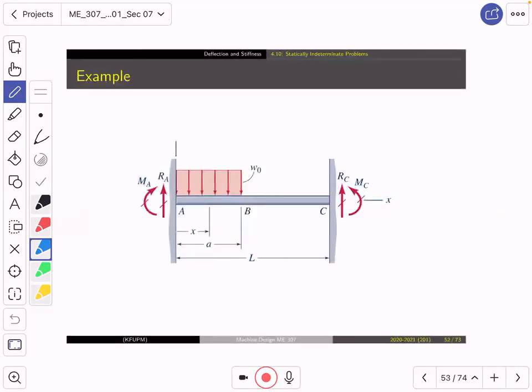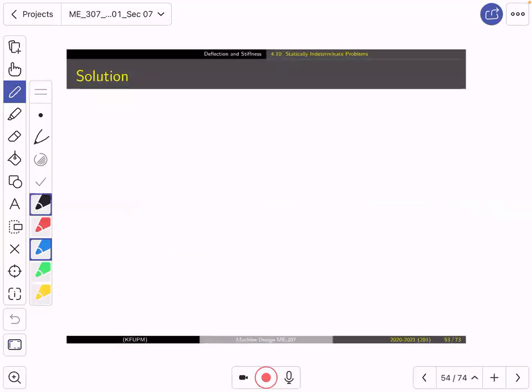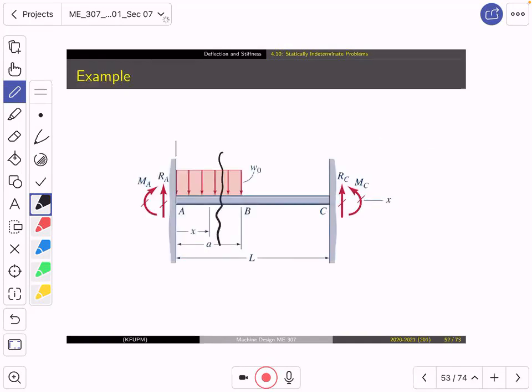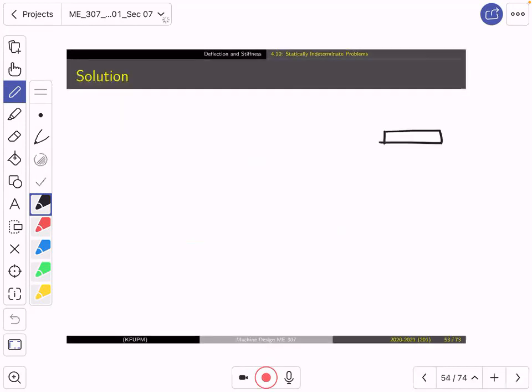Same problem. If we want to use Castigliano theory, and this is one of the advantages of Castigliano theory, what are we going to do? We will start by cutting the beam somewhere within the distributed load. So I will cut the beam right here. This is now part of the distributed load.